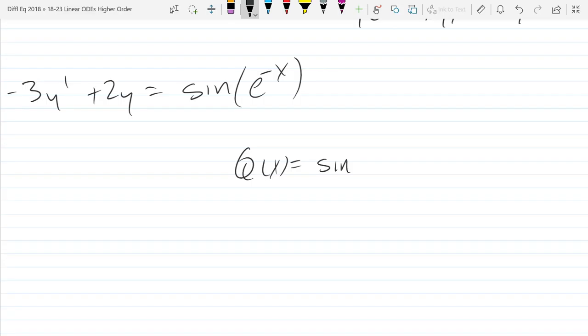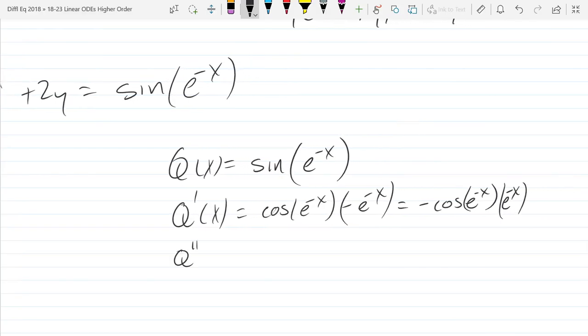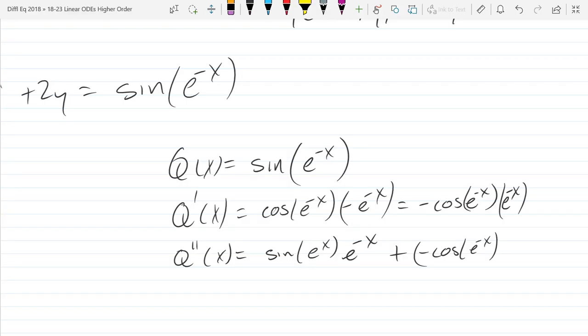Maybe we get lucky and we don't have that situation, so we'll take a couple derivatives to make sure. The derivative of sine is cosine e to the negative x times the derivative of e to the negative x, which is negative e to the negative x. So it's negative cos e to the negative x times e to the negative x. So for q double prime, I have a product rule here, so the derivative of negative cosine is positive sine. Whoa, I totally missed a chain rule there. So the derivative of negative cosine is positive sine e to the negative x times negative e to the negative x, that's the chain rule, times e to the negative x.